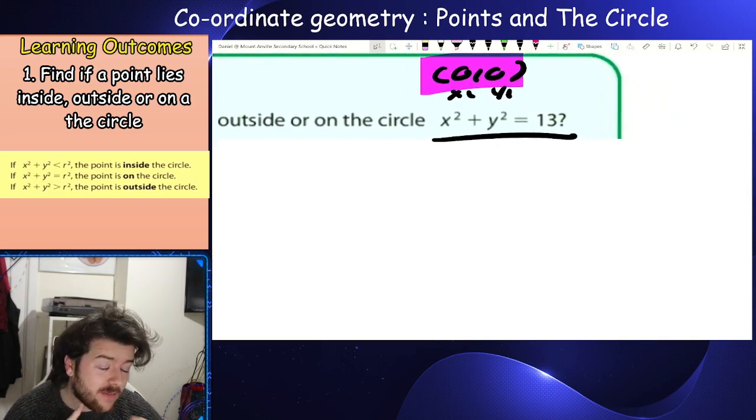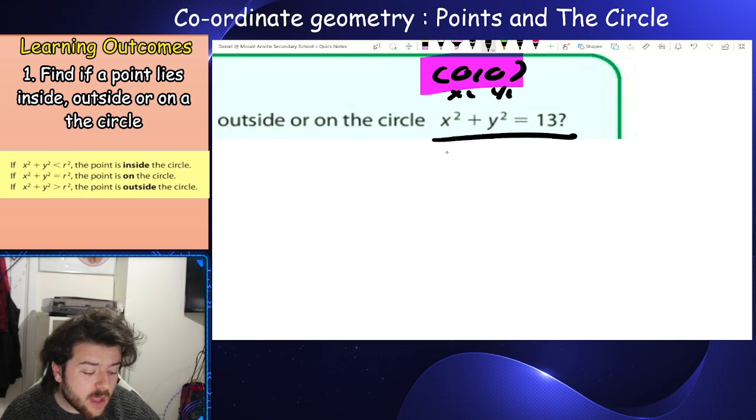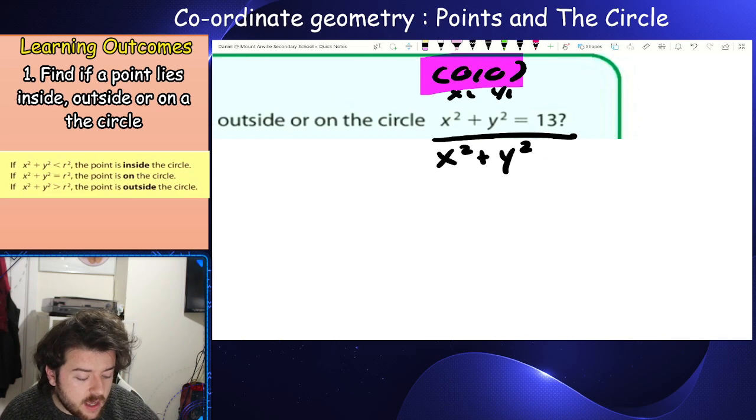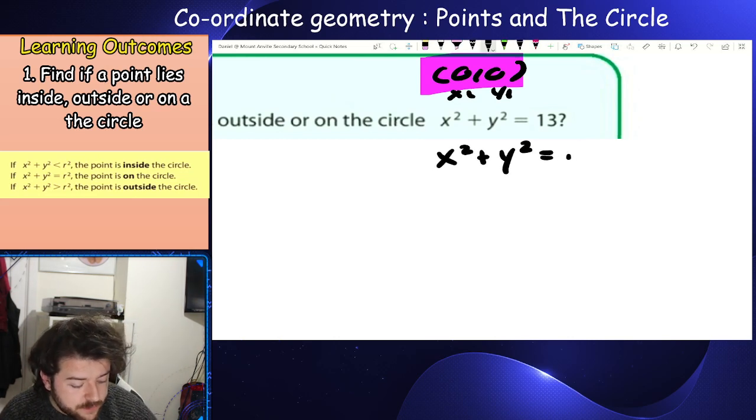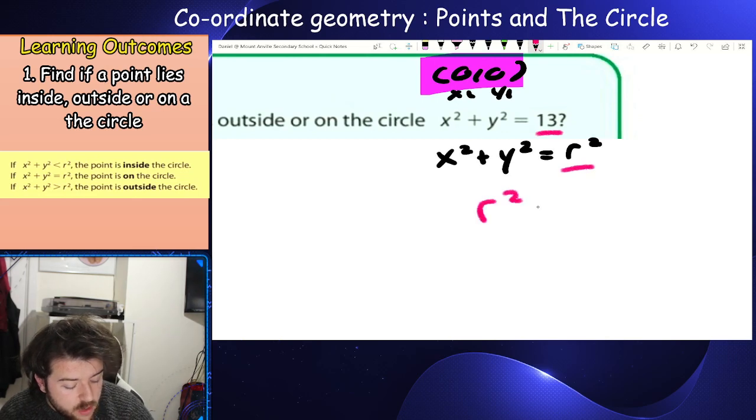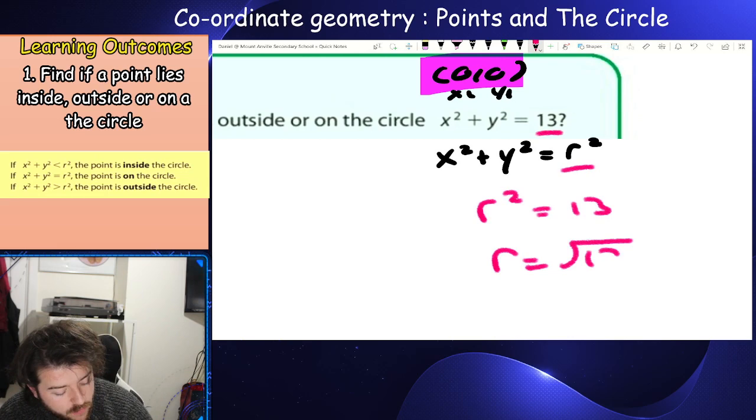So if you remember in the previous video, we were able to extract the radius from my equation of a circle. So I'm going to write down my general form here: x squared plus y squared equals r squared. Let me equate the 13 and r squared. So r squared is equal to 13, or r is going to be equal to square root 13. So my radius is going to be equal to square root 13.